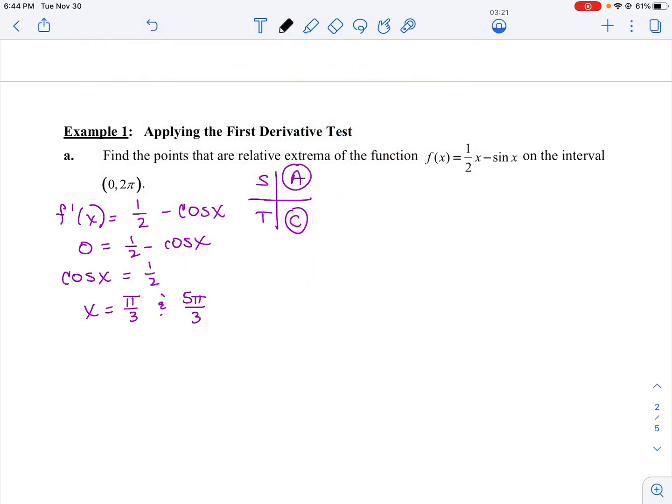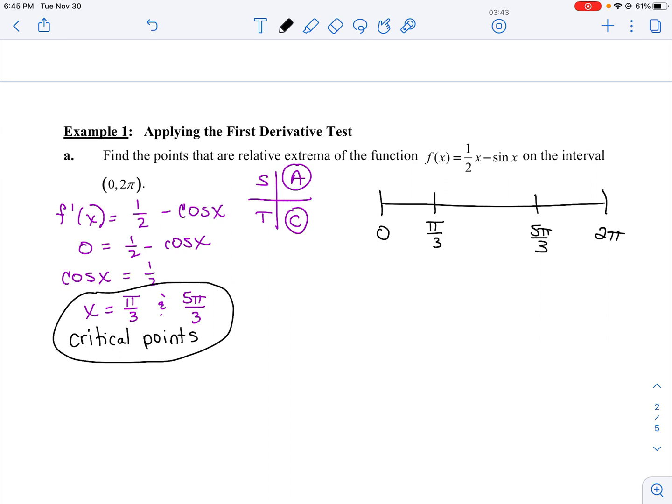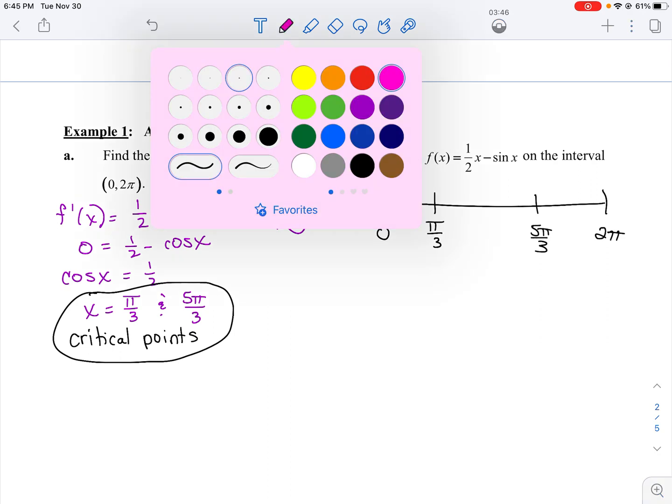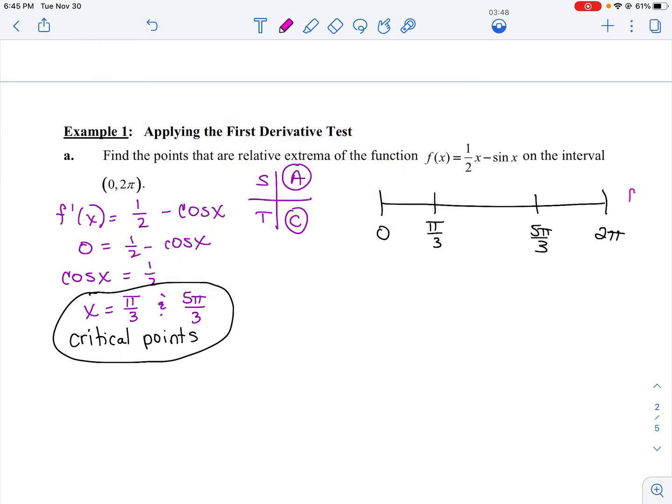So then here's what I do. I create a number line. Now this is on an open interval from 0 to 2 pi. And I have these critical points, pi over 3 and 5 pi over 3. So these are my critical points. All right, now we're going to do a sign chart, and you are plugging into f prime of x.